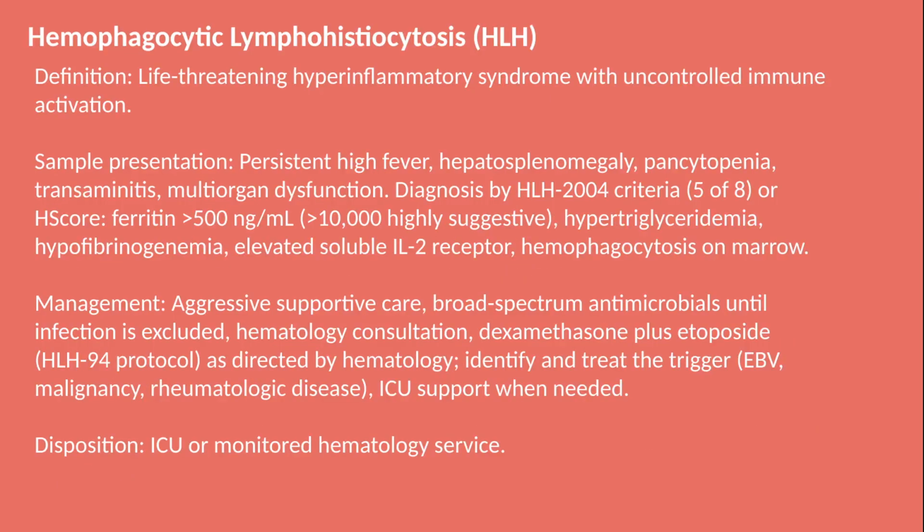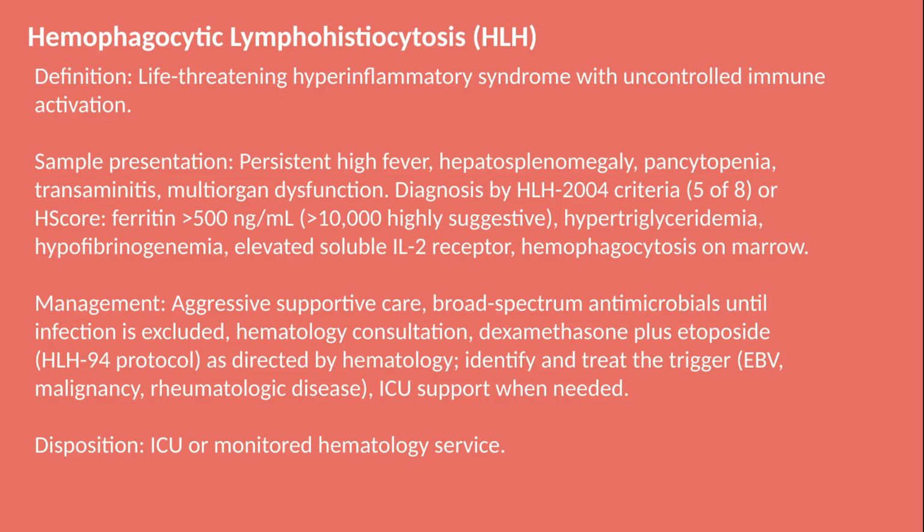Hemophagocytic lymphohistiocytosis is a hyperinflammatory syndrome in which the immune system activates without an off switch. Macrophages and lymphocytes proliferate and consume blood cells. It is triggered by infection, especially Epstein-Barr virus, by malignancy, and by autoimmune disease. Suspect it in the patient with persistent high fevers who is not improving on antimicrobials, with hepatosplenomegaly, pancytopenia, transaminitis, elevated triglycerides, low fibrinogen, and a striking hyperferritinemia.